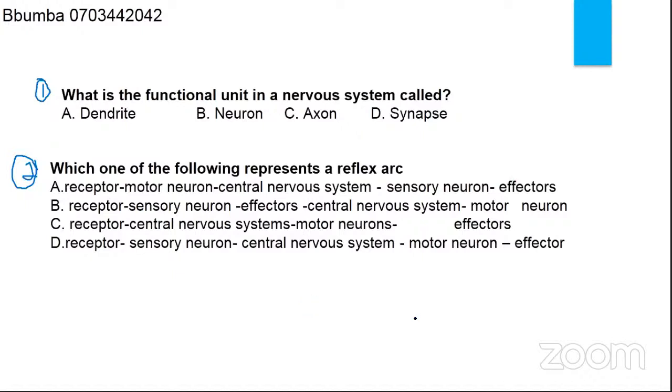Yes, Annette. I'm telling people to unmute, but they are delaying. Annette. Master, I think it's the neuron. Okay, that is very correct. The functional unit is the neuron. Let me choose another for number 2. And then in the chat box here, Kauma says 1 is B, 2 is D. Kauma has chosen D, that is from receptor to sensory to central nervous system to motor, then to effector. And I think she's right. We can go to the next question.